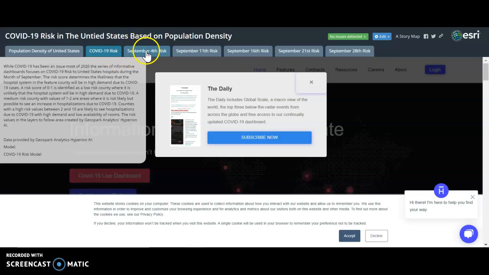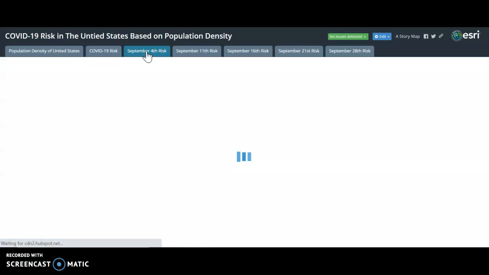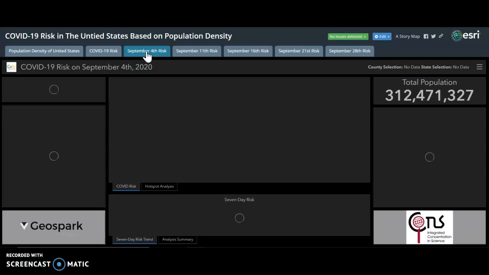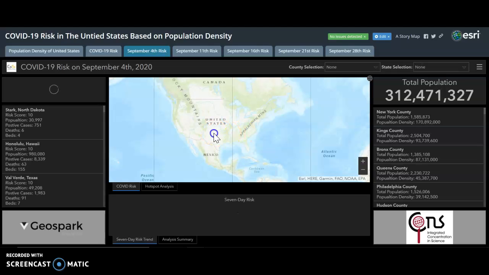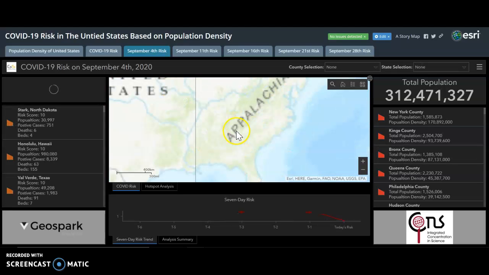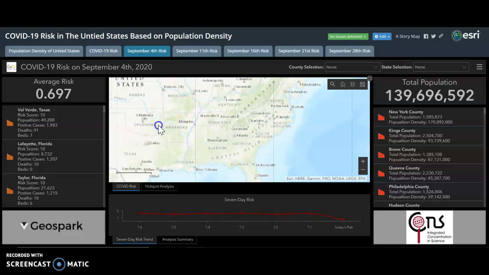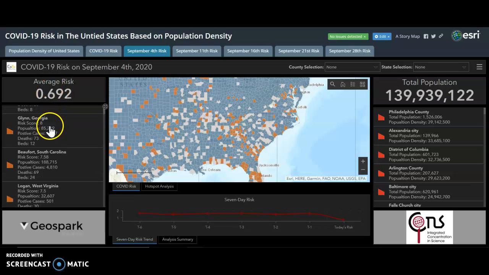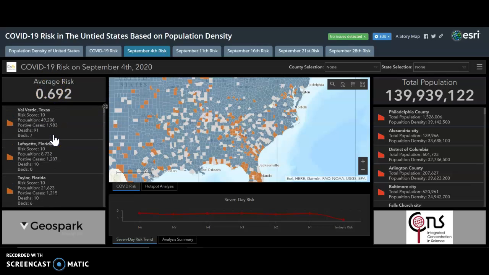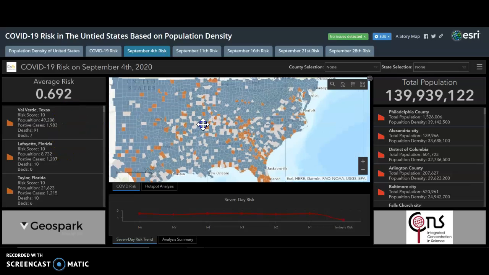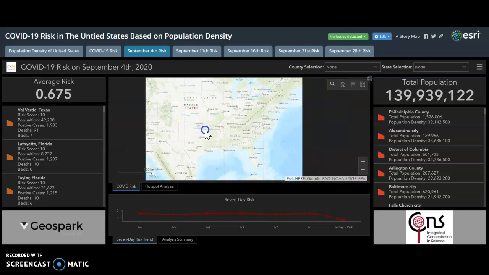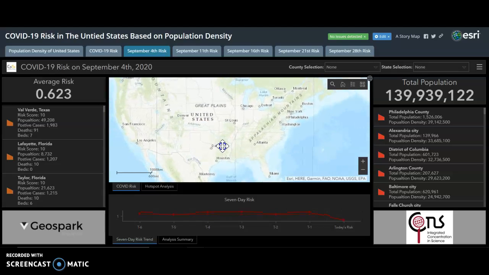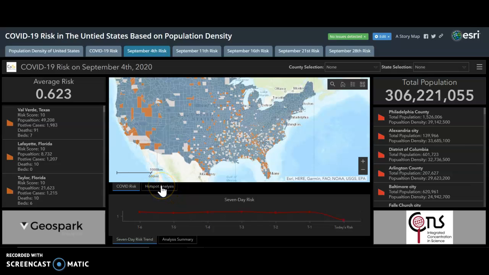If we take a look at September 4th, we're able to use this dashboard, and it's an interactive dashboard. The link will be shared with you and attached to this presentation. As it shows, we have a COVID risk, and it's separated by county in the U.S. right here. It is actually sorted from highest risk counties to lowest risk counties. And from here, we are able to do an analysis to generate hot and cold spots across the United States.